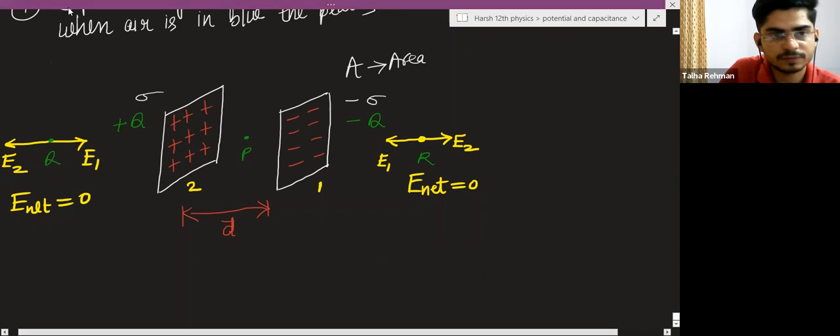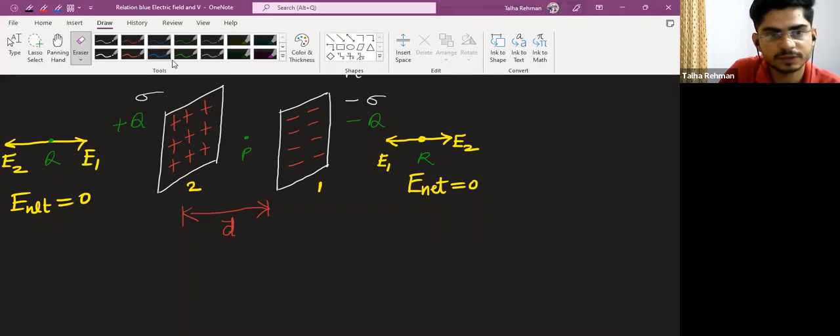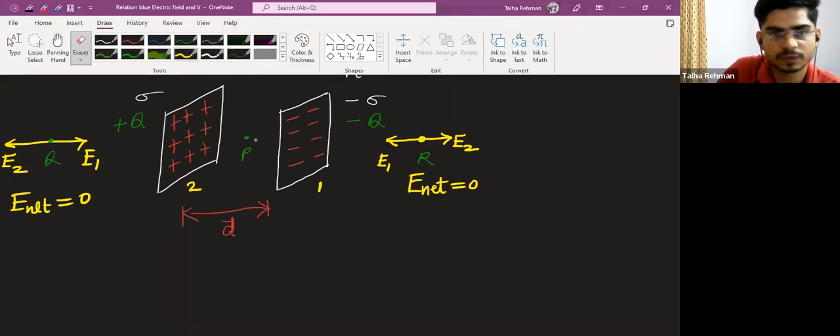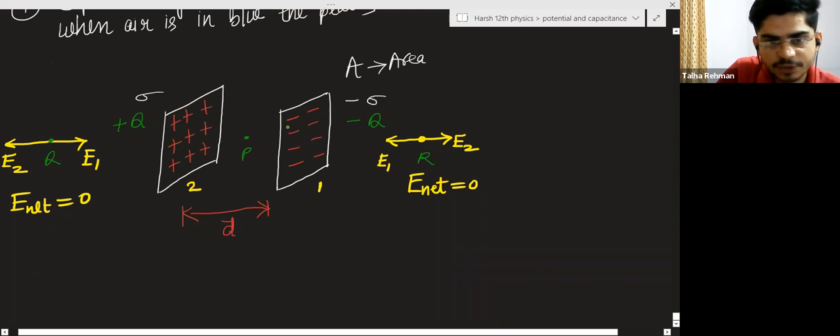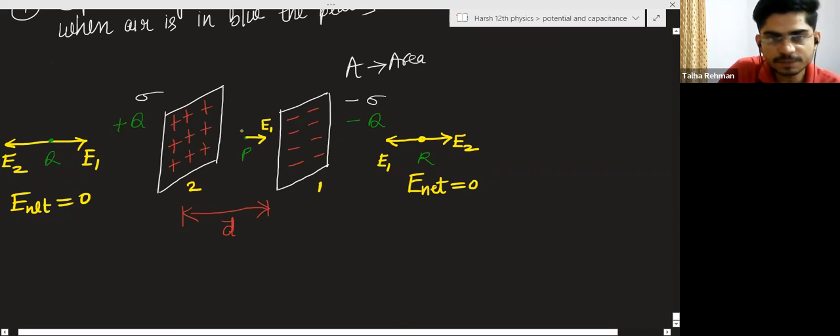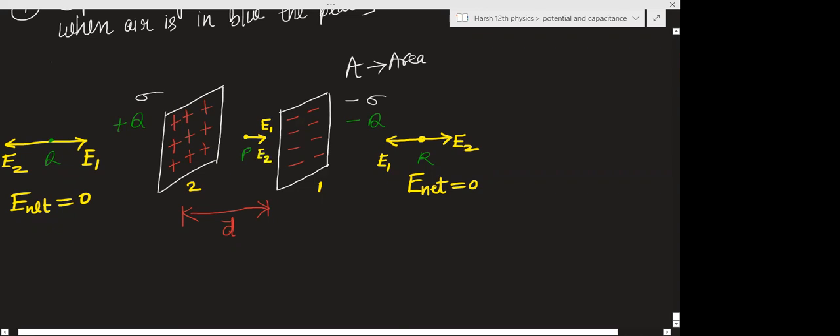So now here we will calculate the electric field. Harsh, at this point, due to this plate, the electric field is in this direction. E1. And due to this plate, the direction of electric field is again in this direction, because this is positive, and at this point the electric field is in this direction, na? E2.